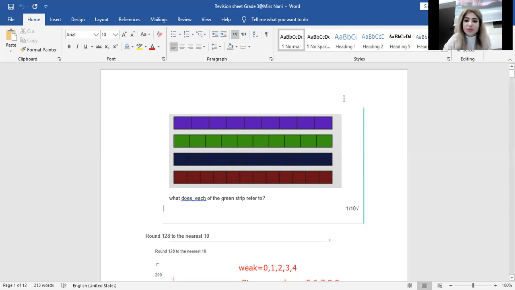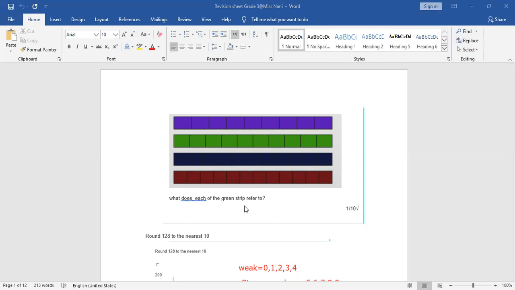So the first problem here, what is he telling me? What does each of the green strips refer to? So I'm going to count, and all of you count with me. 1, 2, 3, 4, 5, 6, 7, 8, 9, 10. So it's 1 out of 10. Okay, let's continue.